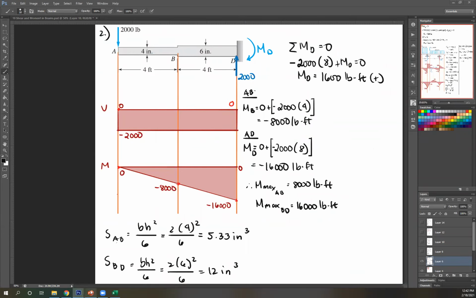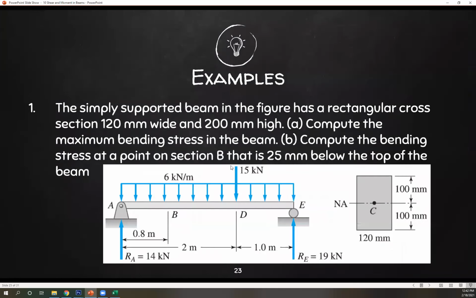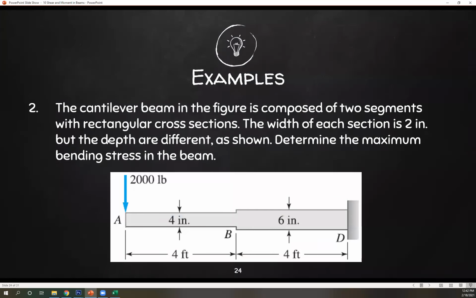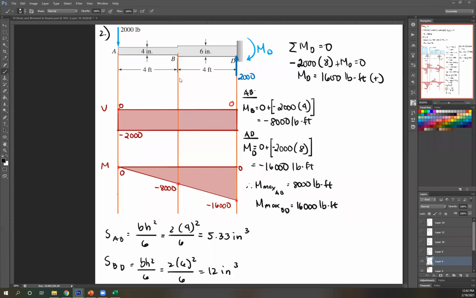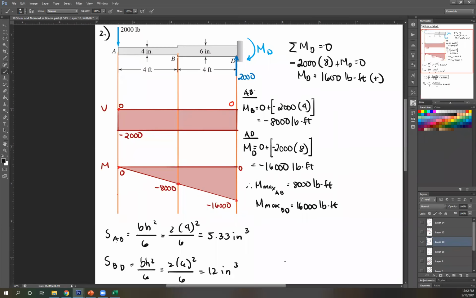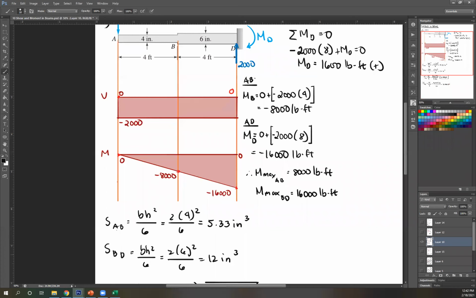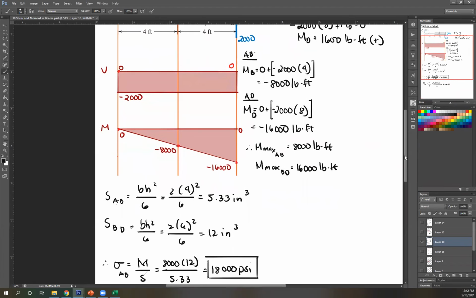So base is given to be 2 times height. As you can see, 4 squared over 6, you get 5.33 inch cubed since everything is in inches. Next, for section BD, again, BH squared over 6. So B is 2, H is 6, squared over 6, you get 12 inch cubed.